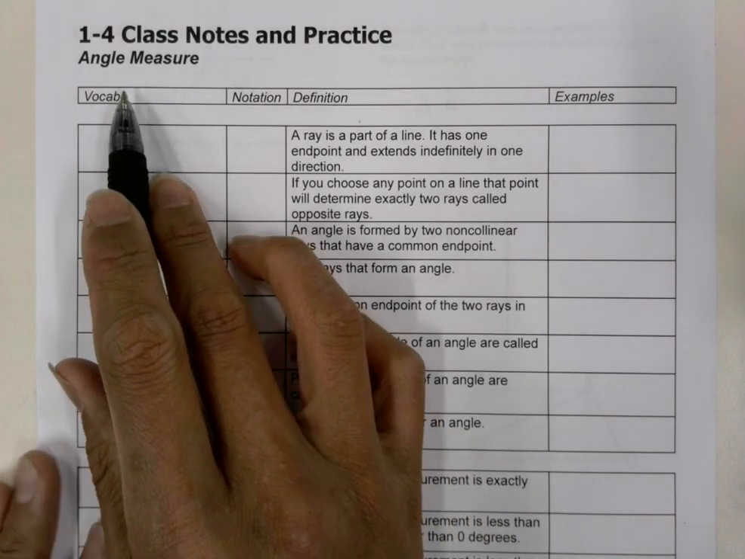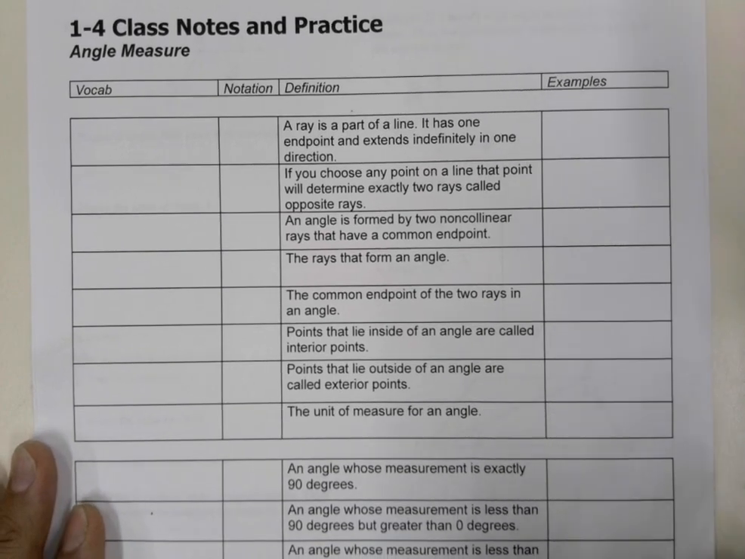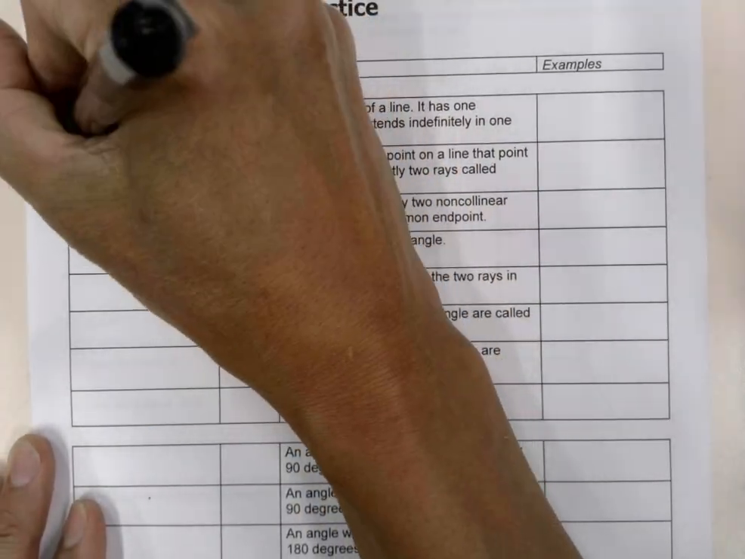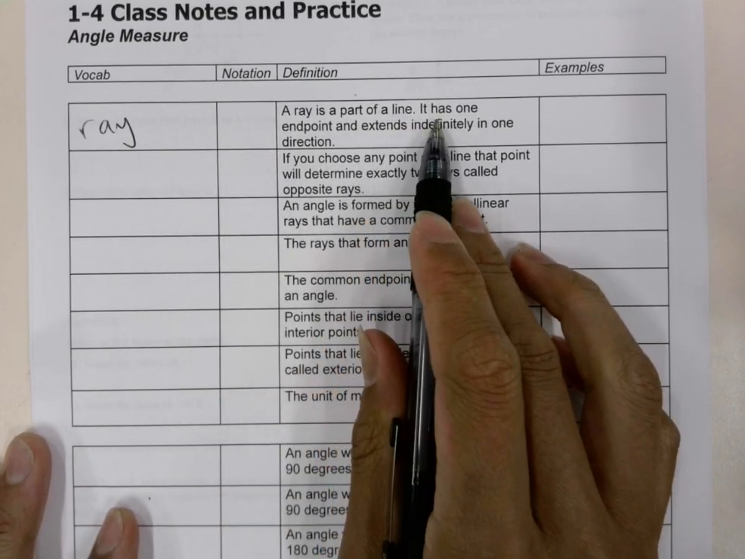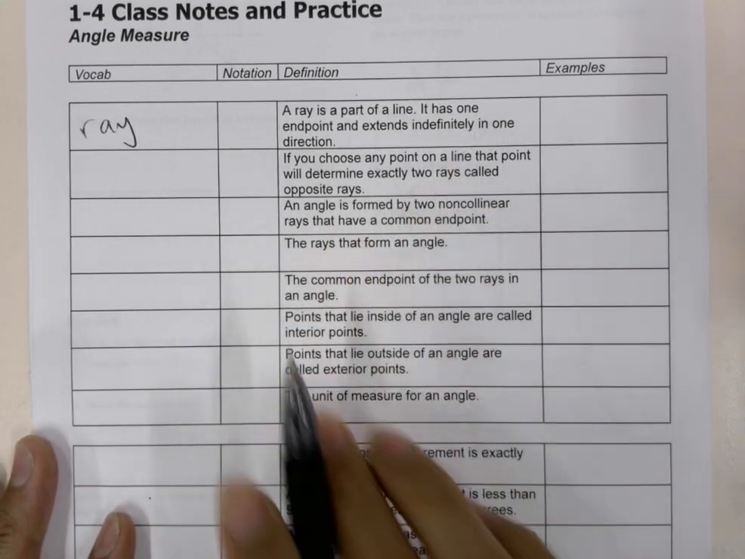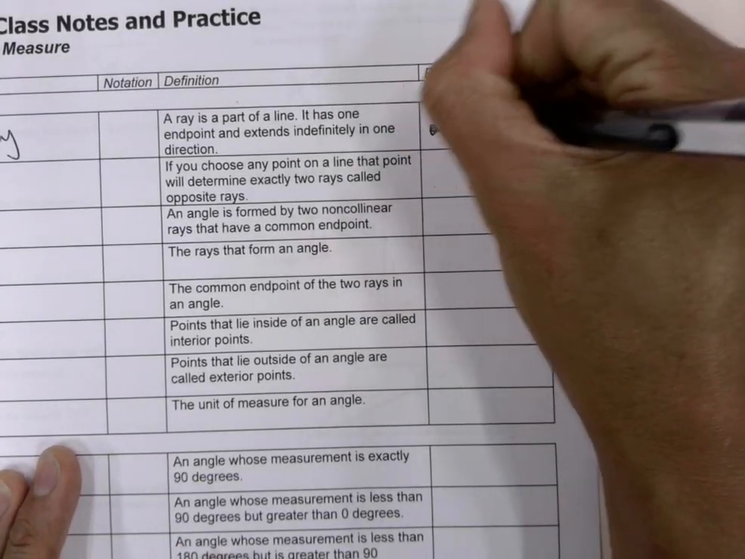Chapter 1.4 is angle measure. We have quite a long list of vocabulary words. The first one is a ray. A ray is part of a line. It has one endpoint and extends indefinitely in one direction. So it's like a line, but it has an endpoint.